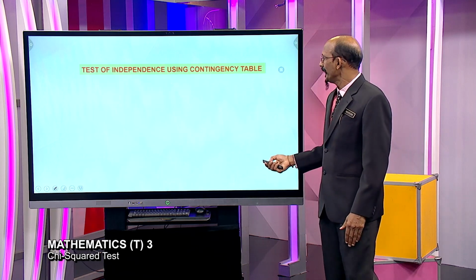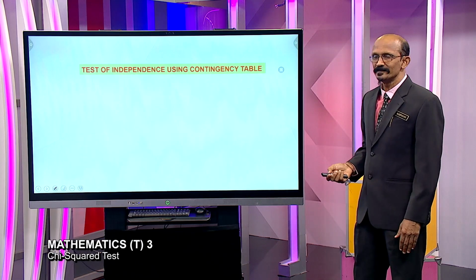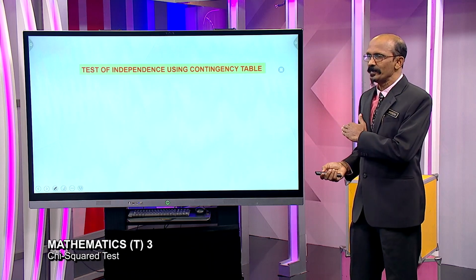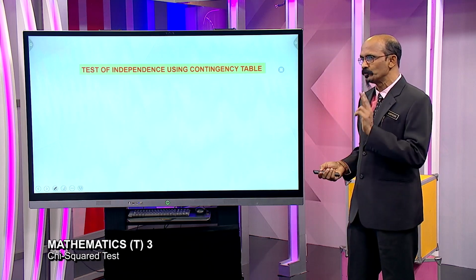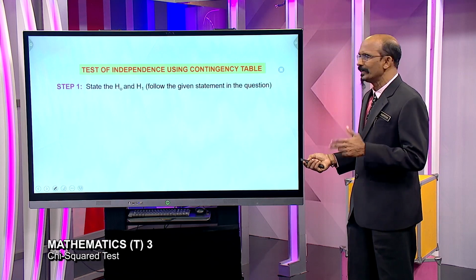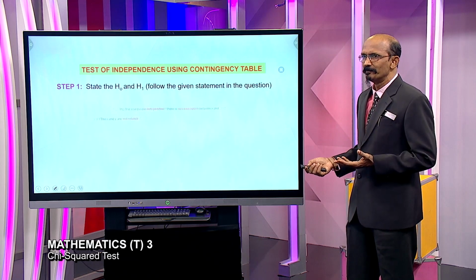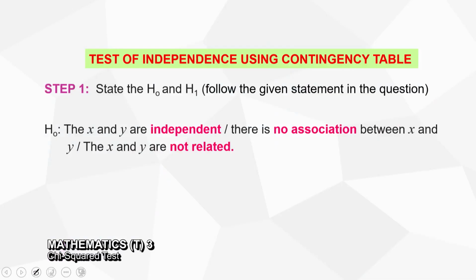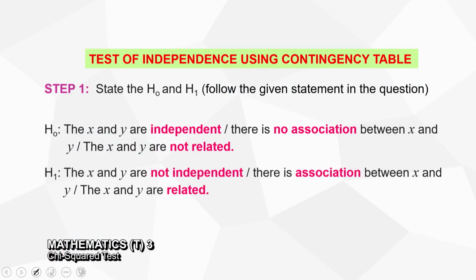Then test of independency in contingency table is basically we are testing relation between 2 variables. Basically, the 6 steps here remain almost identical, but the way of writing H1 is slightly different. You use independent, no association, or not related. But the H1 will be not independent, association, related. That's how you write.